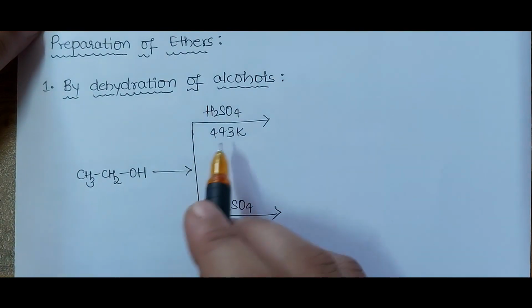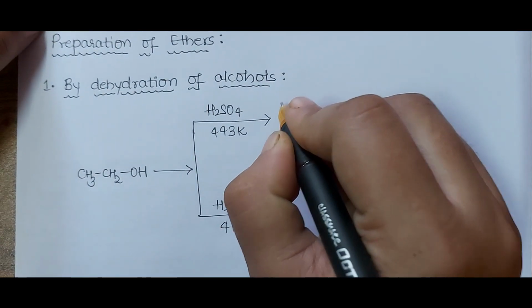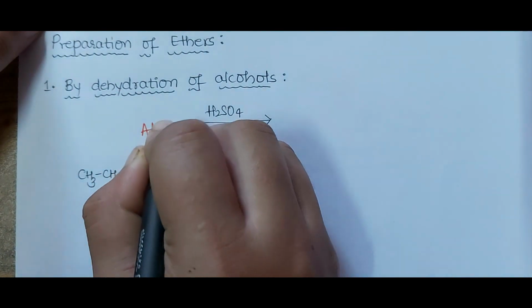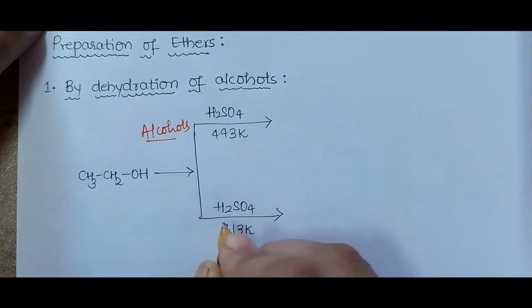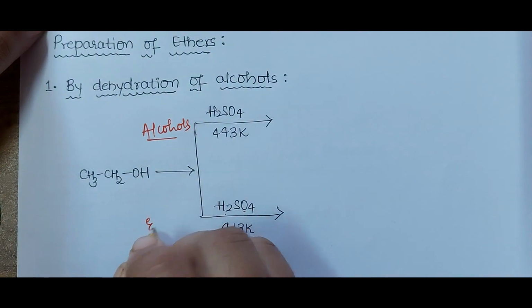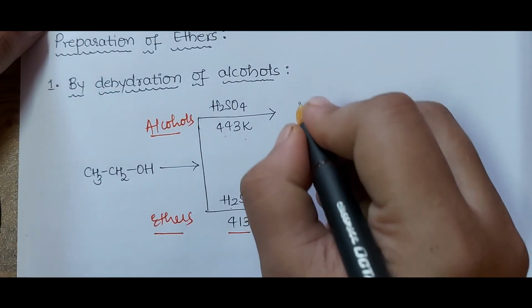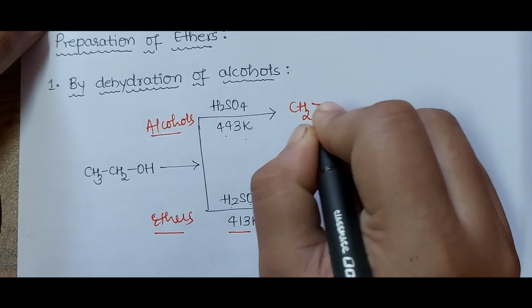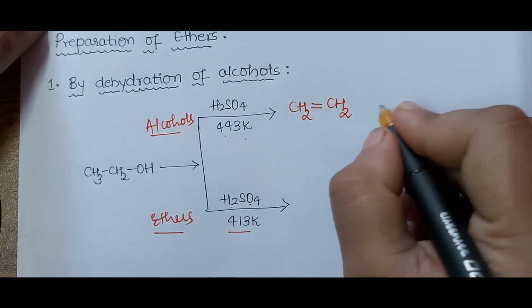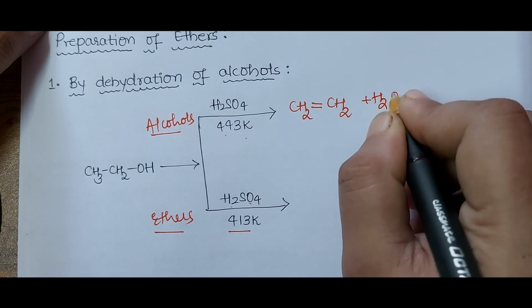Next we will go with preparation of ethers. So preparation of ethers by dehydration of alcohol. Dehydration of alcohol occurs at two different temperatures. One is 443 Kelvin, another 413. At 413 it forms ether. At 443 Kelvin, the dehydration of alcohol results in the formation of alkene plus water.